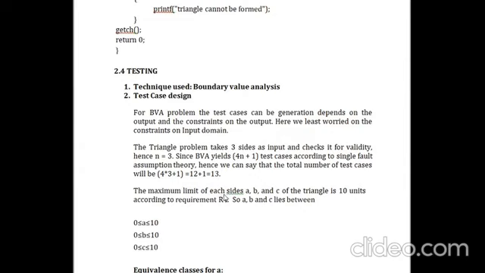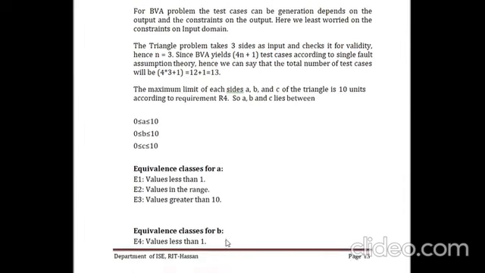The maximum limit of each side A, B, C of the triangle is 10 units according to the requirement R4. So A lies between 0 and 10, and the same for B and C. The equivalence classes for A are: value is less than 1, value is in the range, and value is greater than 10. We can consider all these three for the test cases.